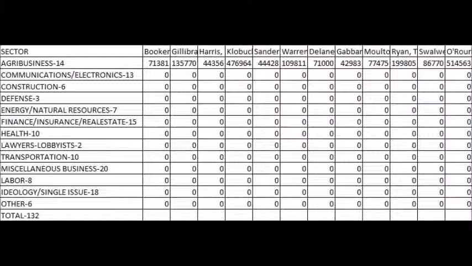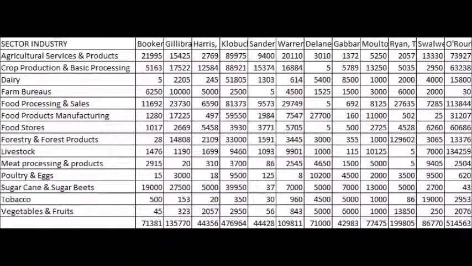After I got the header page built, I went to this page and put in the industries under the sector of agribusiness, and here are the industries under it. You can see there are things like agricultural services and products, dairy, food stores, livestock, and down at the bottom vegetables and fruits. Then I ran some formulas on the list of senators and House members and found out how much money each lobbyist, or a series of lobbyists, gave each House and Senate member.